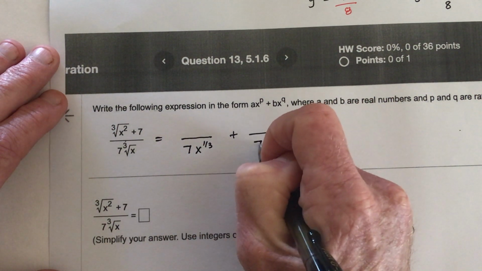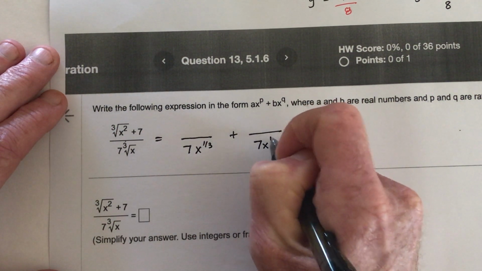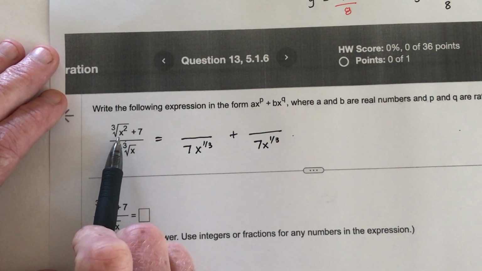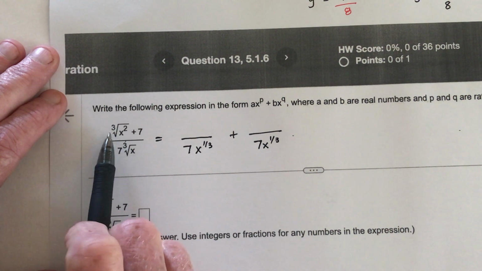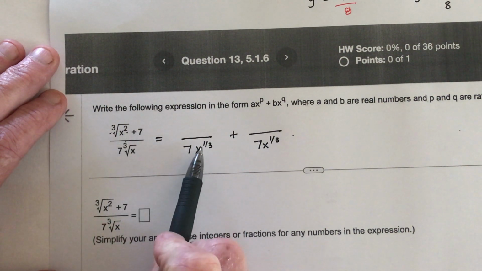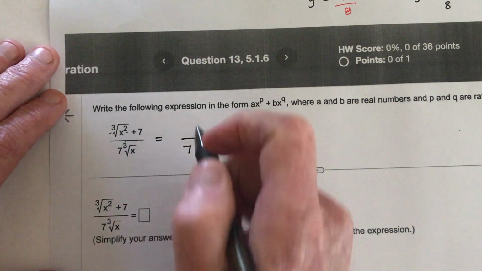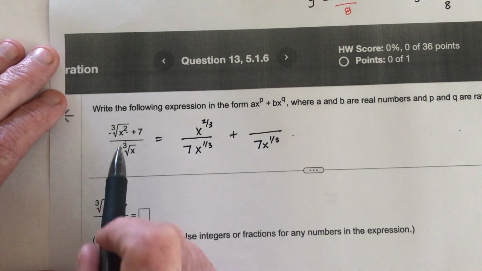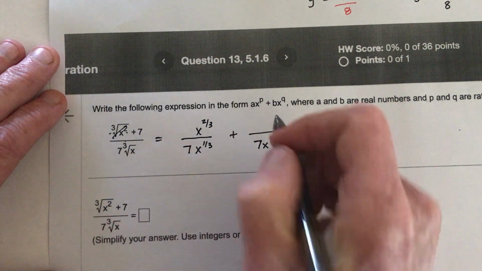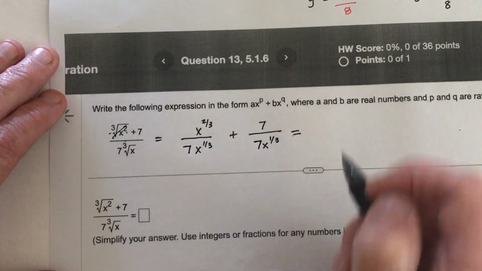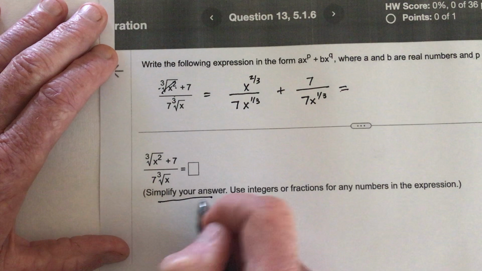And this denominator has to be the exact same thing. And then for the numerator, you just break it into 2 pieces. And you say this one. Now this means 1/3 power, and this means that it's squared. So that basically means that instead of being a 1/3, it's going to be a 2/3. So this is going to be x to the 2/3. And now I'm done with this. And now just go over to the plus 7. And then I still need to simplify your answer.